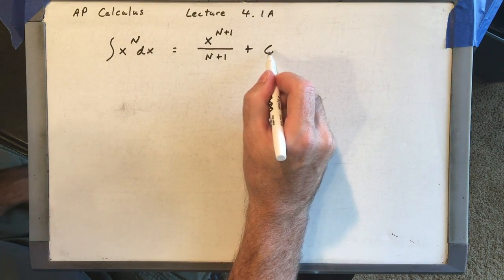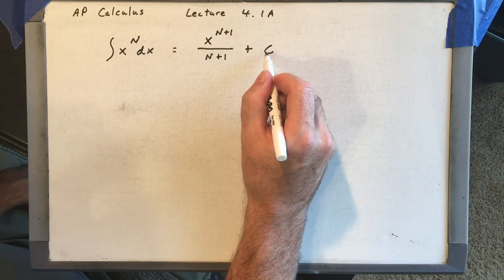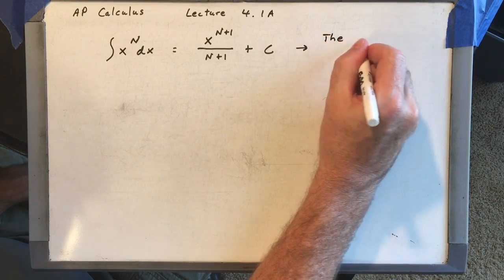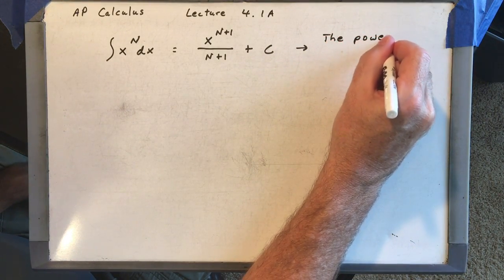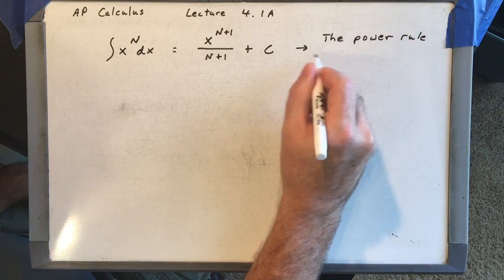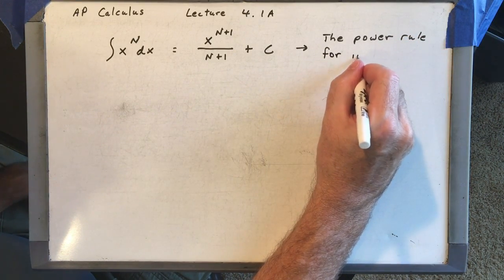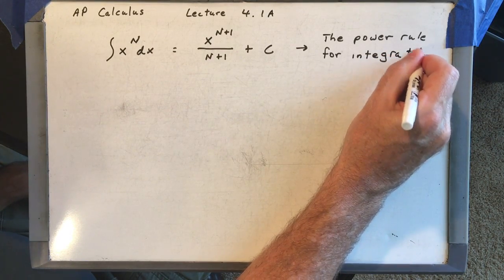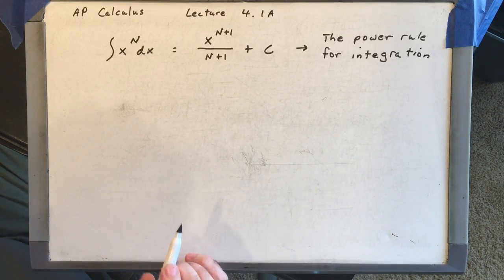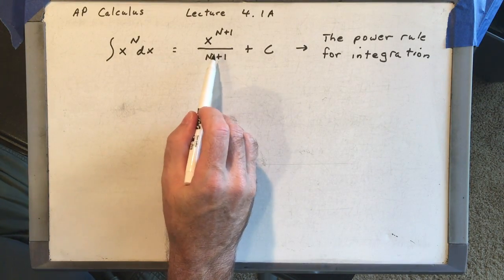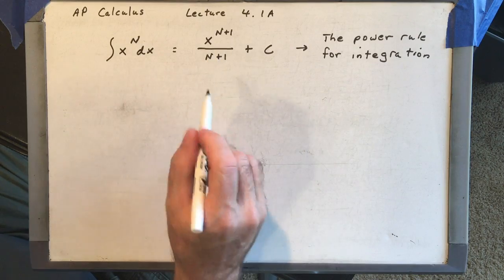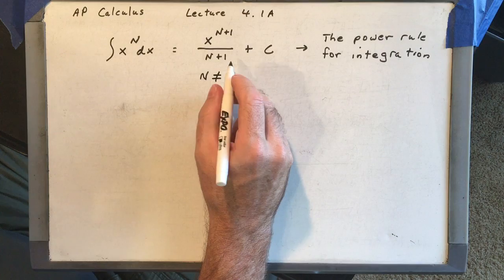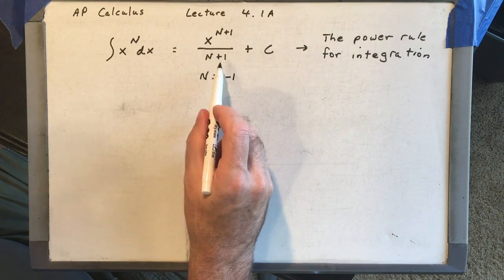We'll talk about the plus c in a minute. It's a constant of integration. This formula is called the power rule for integration. Okay, now I'm going to do it a little different than that. It ends up being the same thing, but I think it's easier for you now. In this case, n cannot be -1, or you'd have a 0 down there, right?